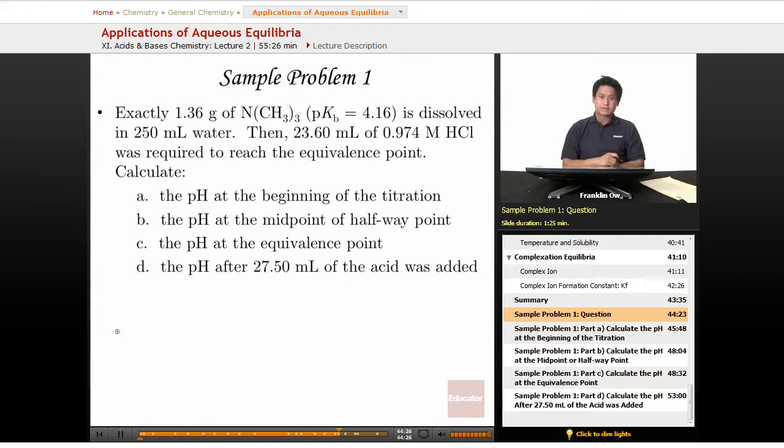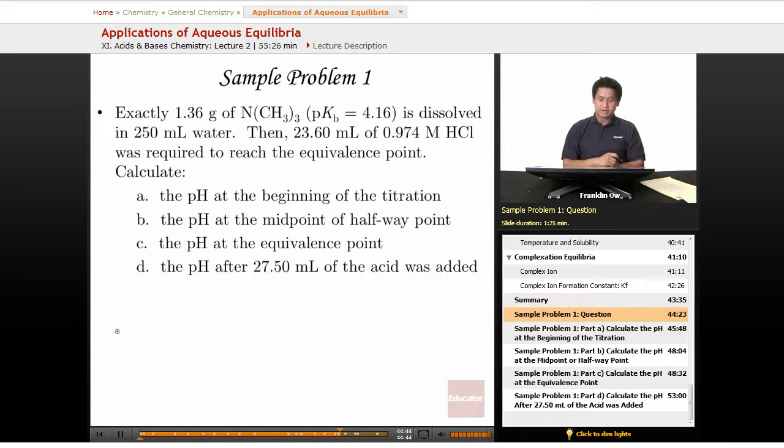This sample problem is quite long, and I've chosen an acid-base titration on purpose because this is where students tend to trip up. So I want to go through how to calculate the pH along a titration curve in each of the 4 regions that we pointed out.